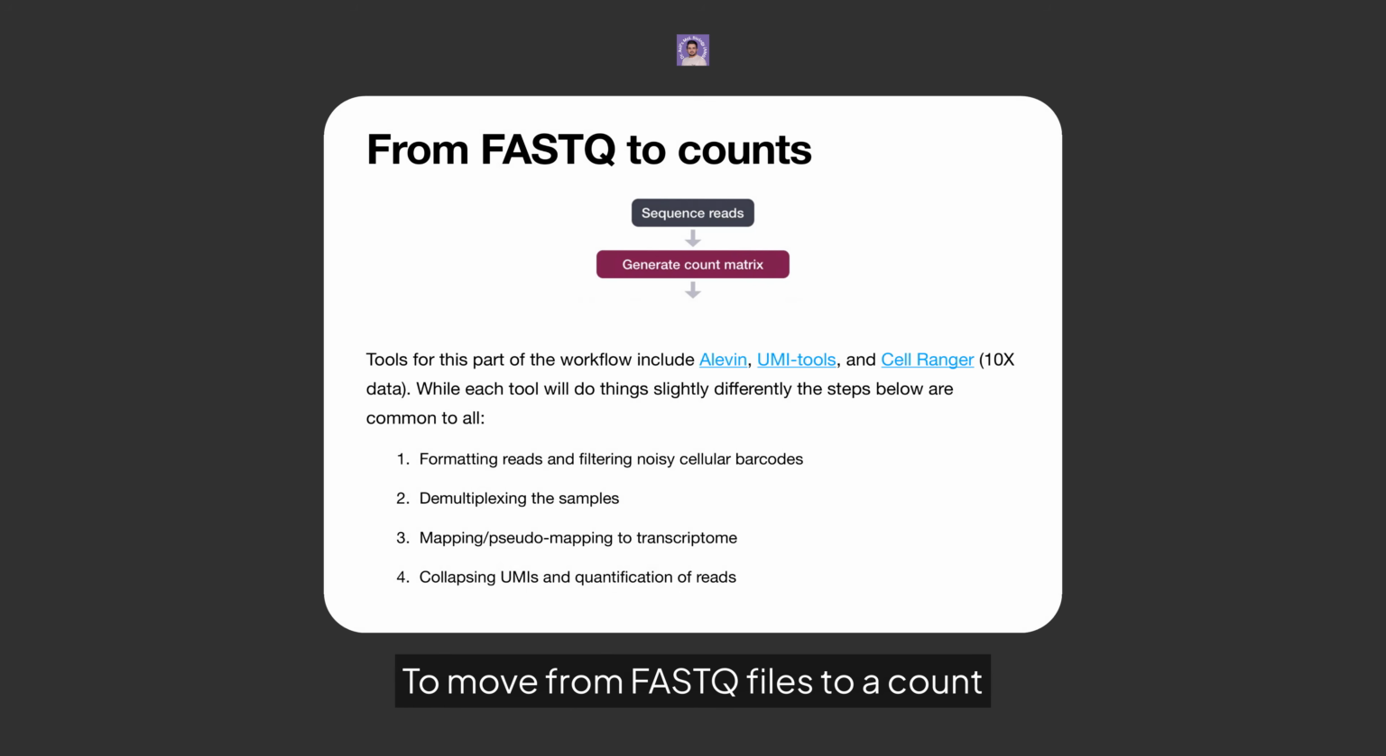To move from FASTQ files to a count matrix, tools such as Alevin, UMI tools, or Cell Ranger are used. Common steps include cleaning reads and barcodes, demultiplexing samples, mapping or pseudo-mapping reads to the transcriptome, and collapsing UMIs to quantify unique molecules per gene.